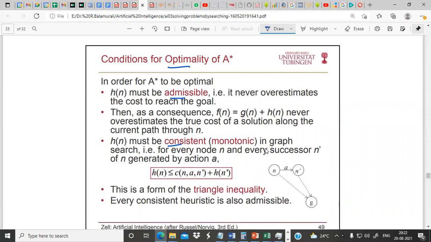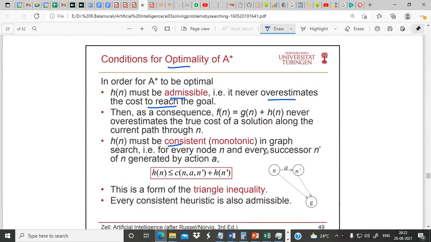What is admissible? An admissible heuristic function is one which never overestimates the cost to reach the goal state. So this is how we define the admissibility property of a heuristic function. A heuristic function is called admissible if it will not overestimate the cost of reaching the goal state. It can underestimate, it should underestimate, but it should not overestimate. Okay, because if it overestimates, then it cannot find the optimal path.